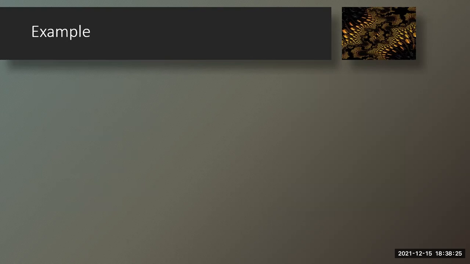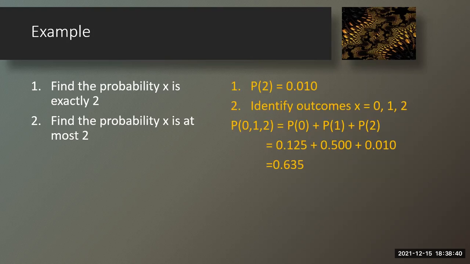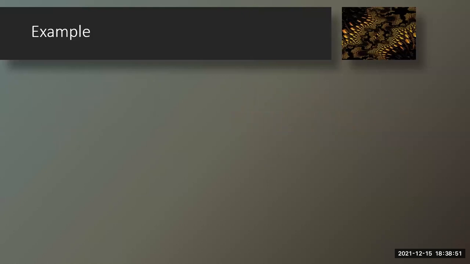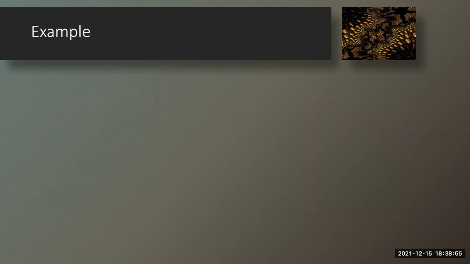So let's go ahead and take a look at the first two. I think I did leave that third one off. We want to find the probability that x is exactly 2. And then we're going to find the probability that x is at most 2. So the probability that x is exactly 2 is no more difficult than reading that directly off the probability distribution. It was a 0.010. I believe that was the case. Let's see. 0.010.